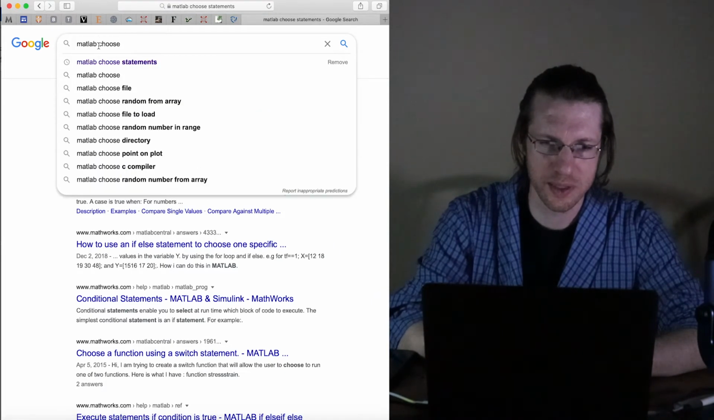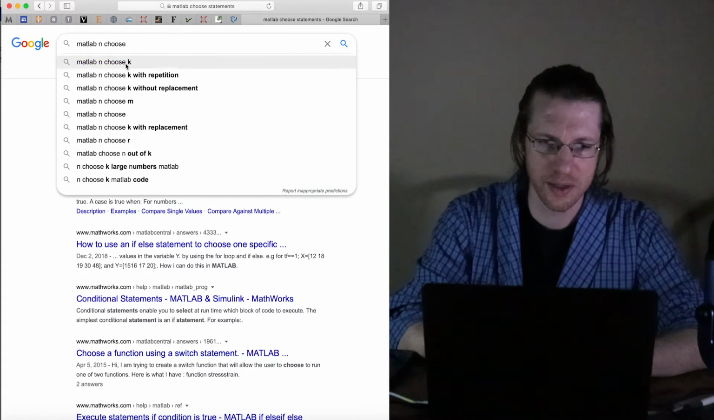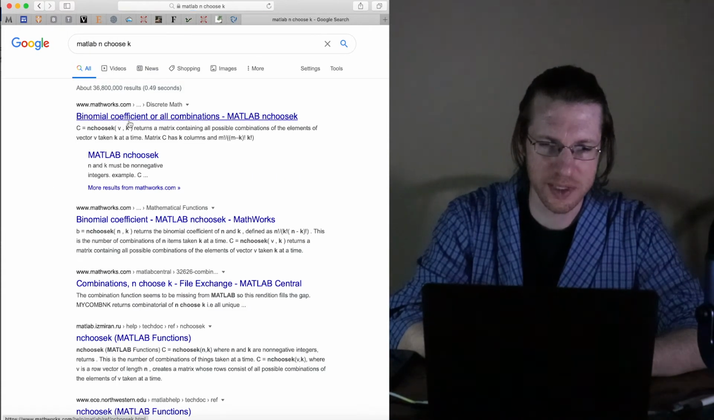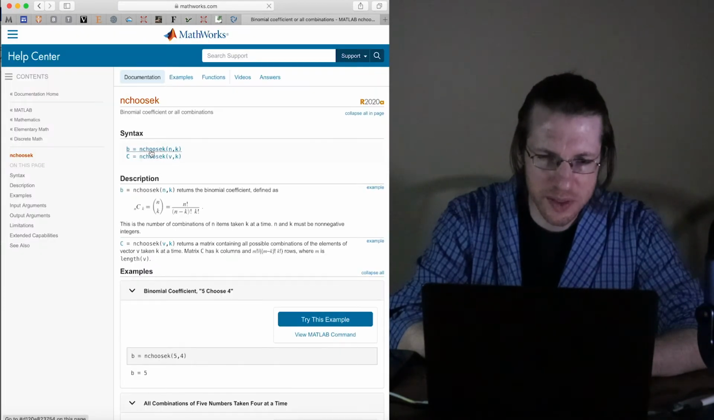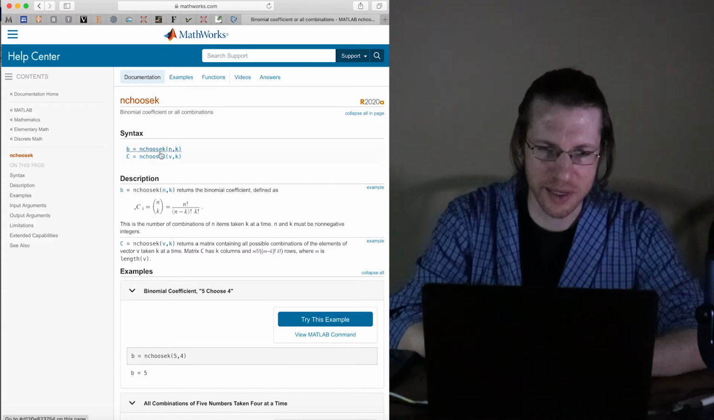MATLAB nchoosek, n choose k. There you go. I always forget this one. Binomial coefficients. And MathWorks. Oh, it's actually that. nchoosek. Okay, so let's give it a shot.